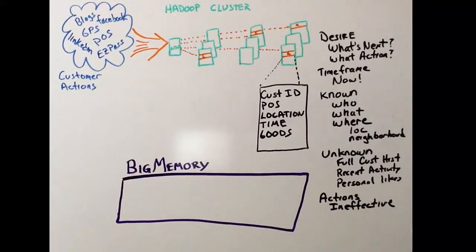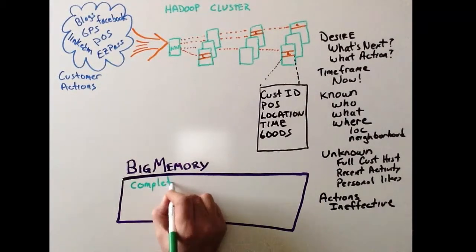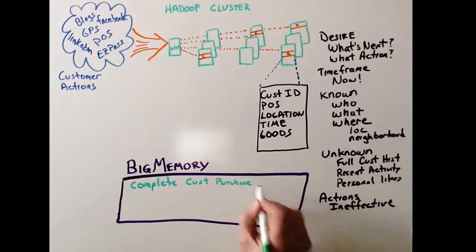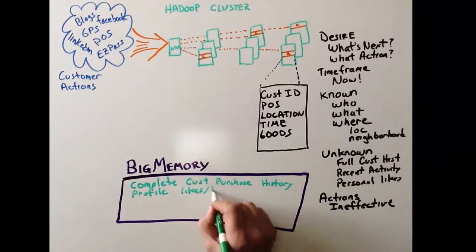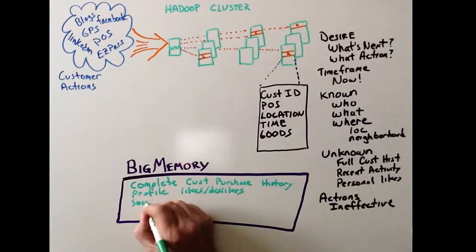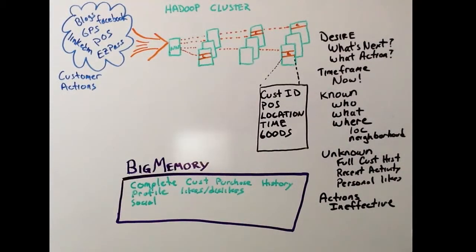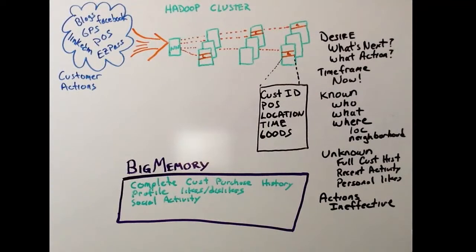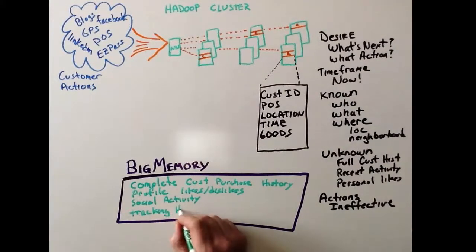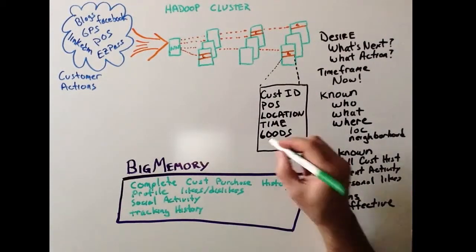Big memory can contain all customer history in memory for access by all job nodes. We can keep the customer profile, customer history, social snippets that they've made over time. Tracking history. Where have they been? Where have they gone? Where do they normally go?